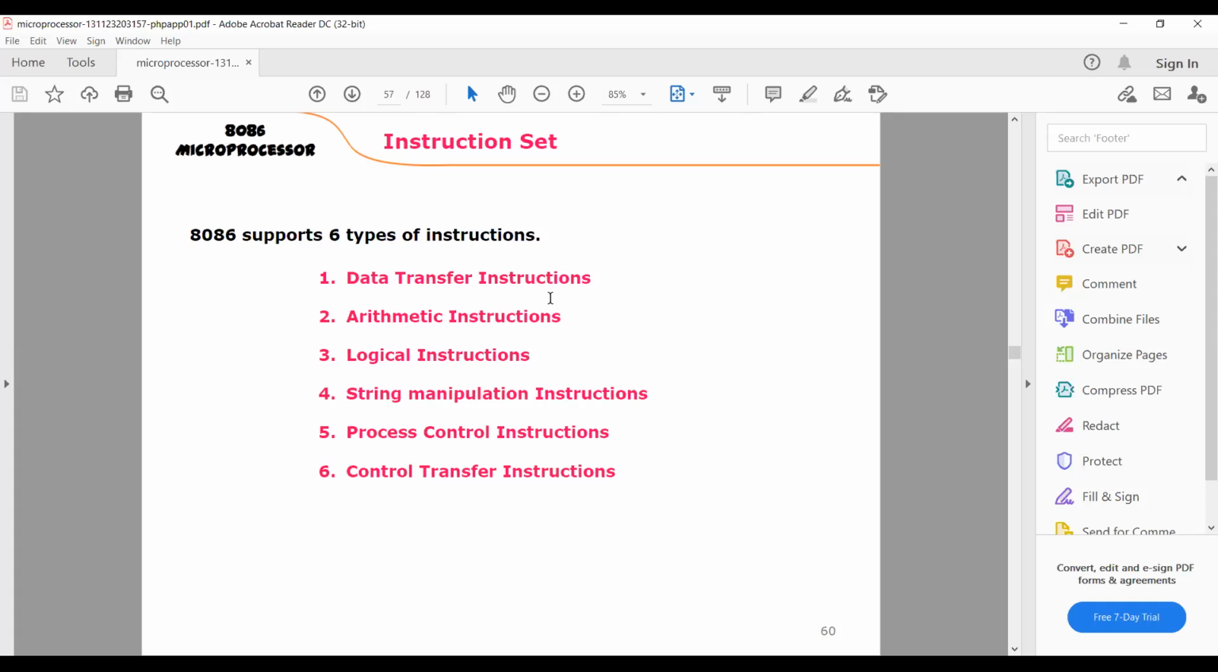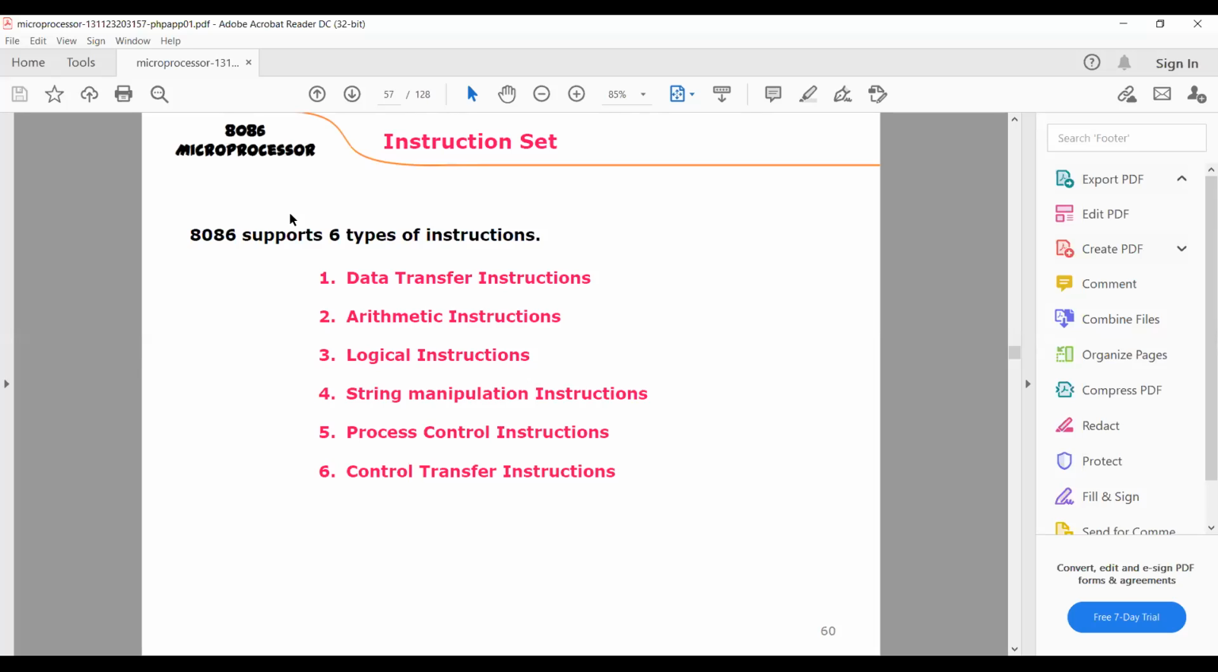Under each and every category, we have different types of instructions. These are the different categories of instructions that are supported by the 8086 microprocessor. In order to excel in the programming of microprocessors, you need a clear understanding of these particular instructions, which we will be seeing in the coming classes. These things take at least 5 to 6 classes, so please be very concentrated.